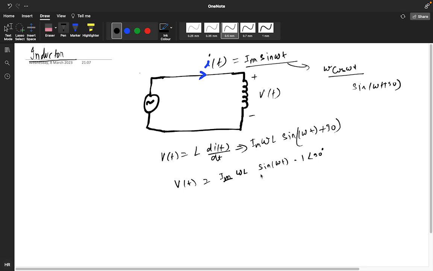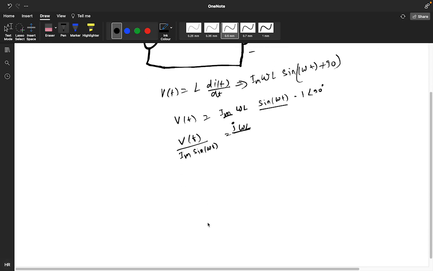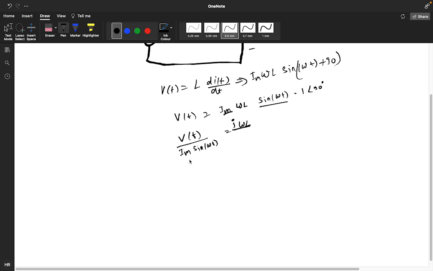So v of t divided by Im sine omega t is equal to omega L at an angle 90 degree. That means the j part. It means the j part. And Im sine omega t is nothing but I of t, so v of t divided by I of t, you are getting j omega L. So what is the particular meaning of this?